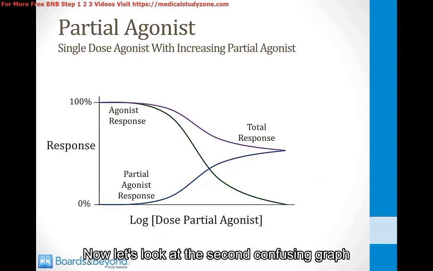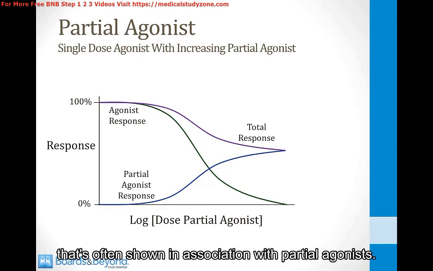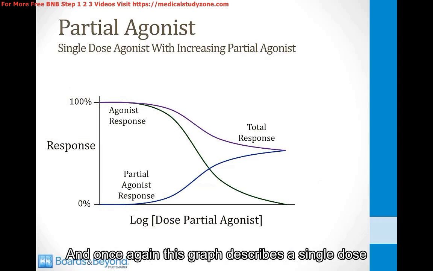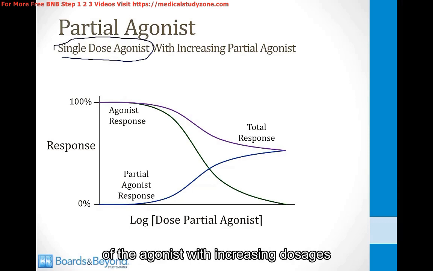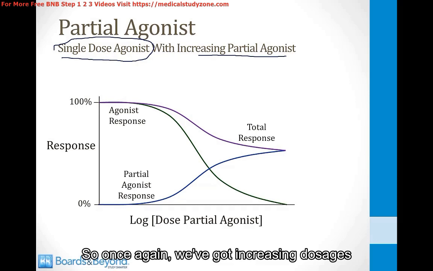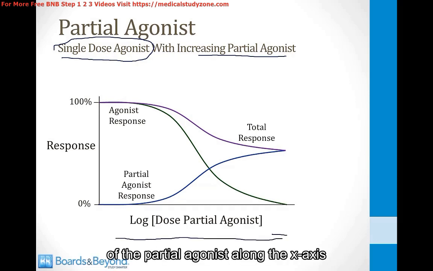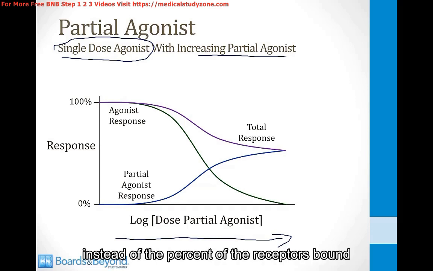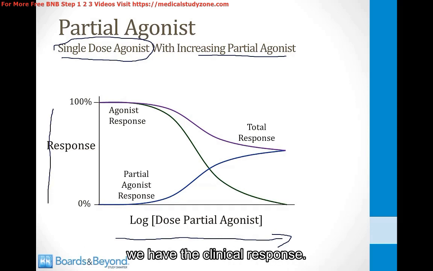Now let's look at the second confusing graph that's often shown in association with partial agonists. Once again, this graph describes a single dose of the agonist with increasing dosages of the partial agonist. So once again, we've got increasing dosages of the partial agonist along the x-axis. But this time on the y-axis, instead of the percent of the receptors bound, we have the clinical response.